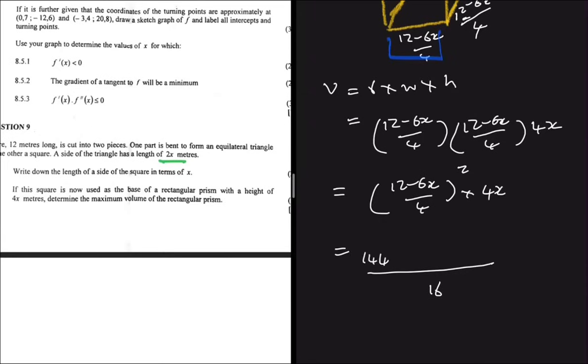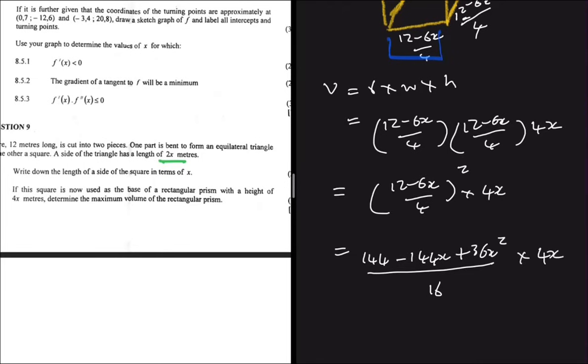And then we say 12 multiplied by minus 6x, that will give us minus 72x. You multiply that by 2 and you get minus 144x. And then plus minus 6x multiplied by minus 6x, that will be 36x squared, everything multiplied by 4x.